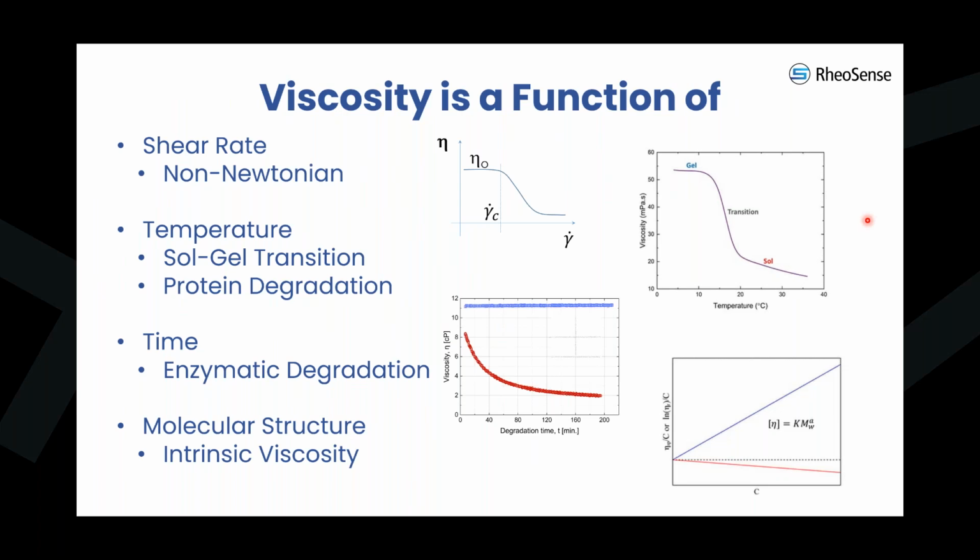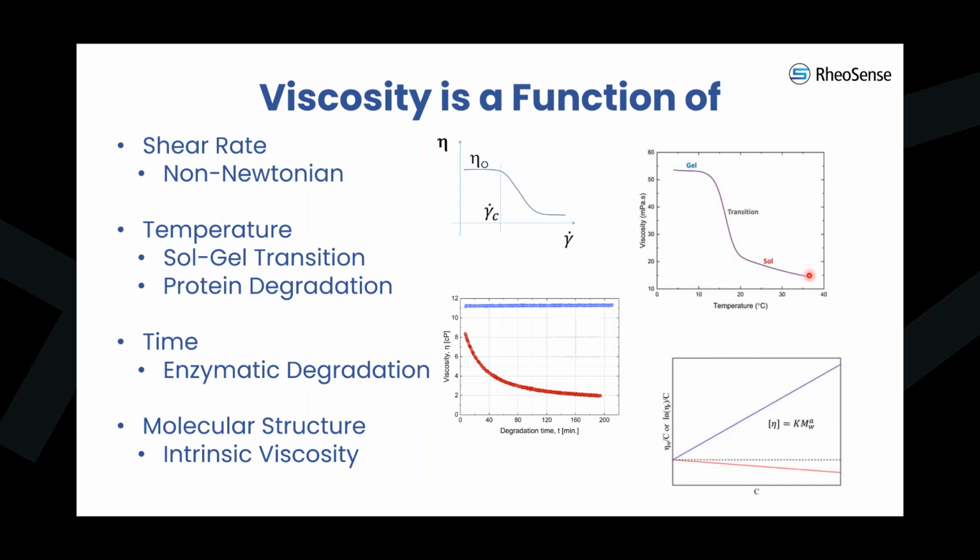That's shear thinning behavior. The second factor is temperature. Temperature can affect viscosity in different ways. You can have a sol-gel transition, where a liquid turns into a gel as temperature drops. This can significantly change the viscosity. Or in protein-based formulations, high temperature can cause unfolding or degradation of protein structure that again can change the viscosity.